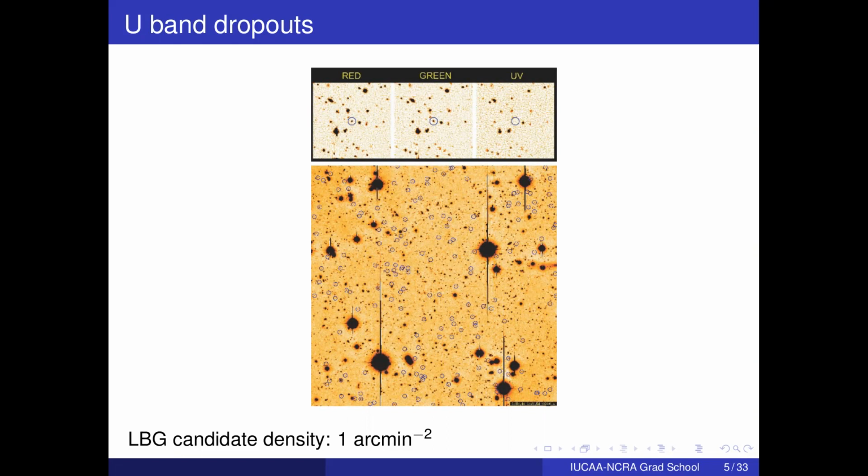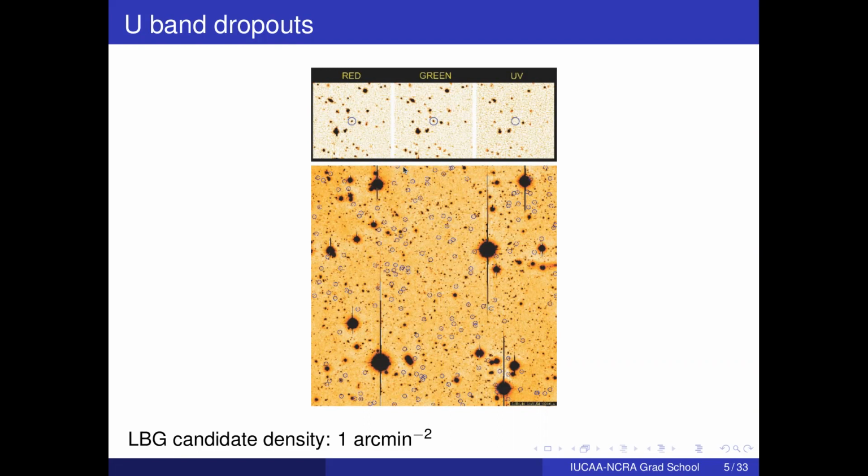Now this is an actual image taken with the Keck, and what is shown with blue circles over here are candidate high redshift galaxies. There are so many of them. Black spots are stars. These big black spots are all stars. The fainter objects are galaxies, most of them. The LBG candidate density in this particular plot is one galaxy per arcminute squared. So this is a pretty big field of view. But you can see there are lots and lots of candidates.